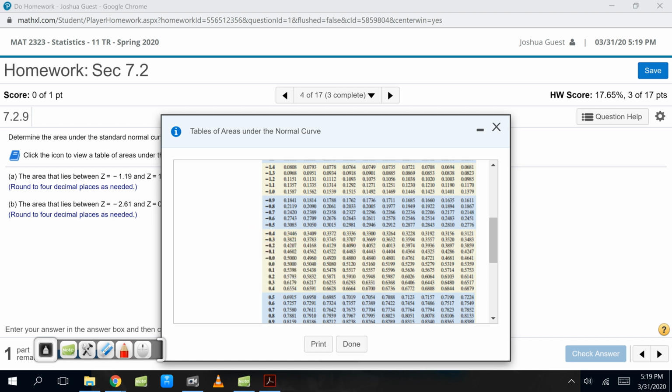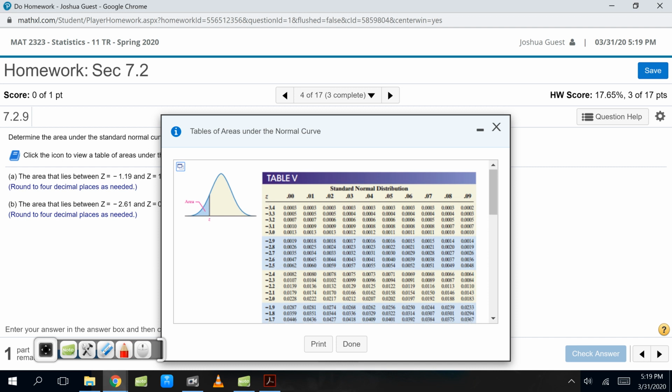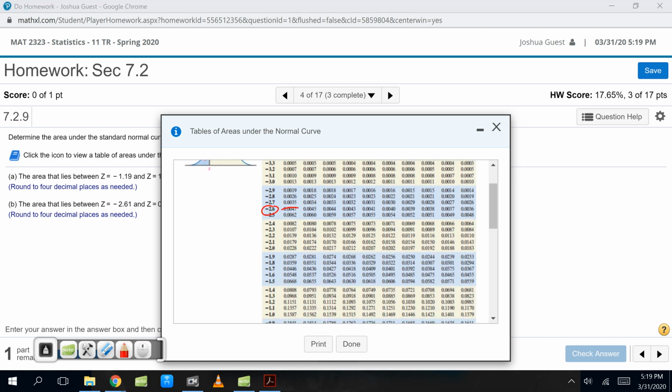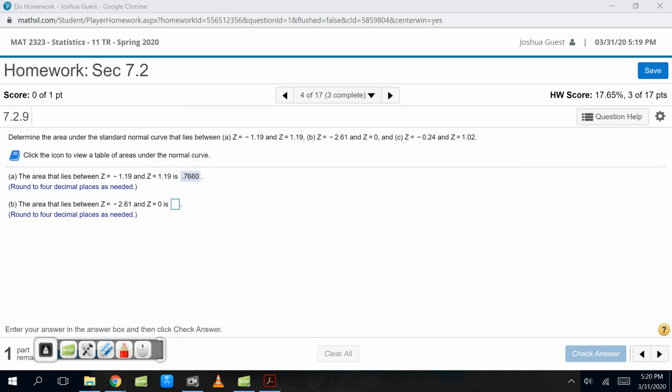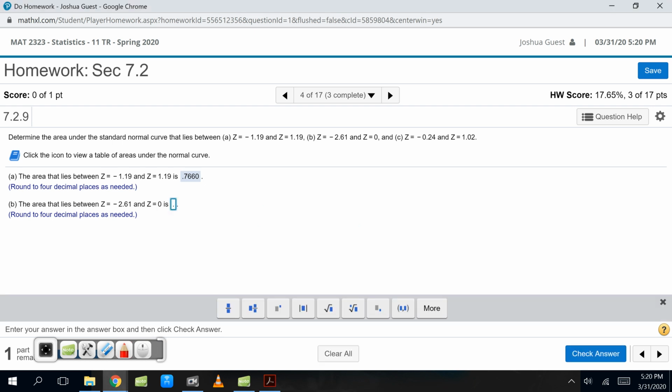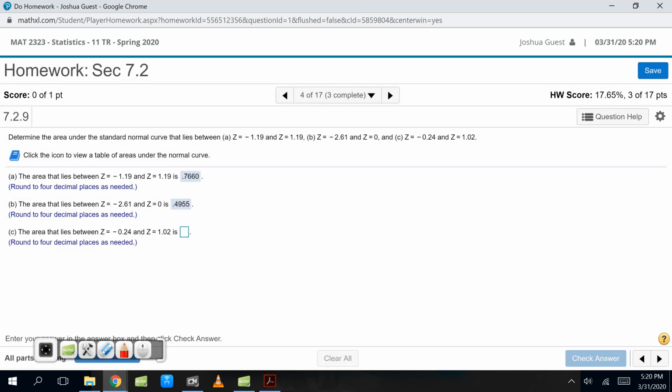But either side of 0 is 0.5, okay? And the other one is negative 2.61. So negative 2.61 right there, 0.0045, okay? So this one is 0.0045, and this one is 0.5. So we do 0.5 minus 0.0045, punch that in your calculator, and you get 0.4955, I believe. All right, and that's what goes right here. Okay, 0.4955. Let's try that. And we got it.